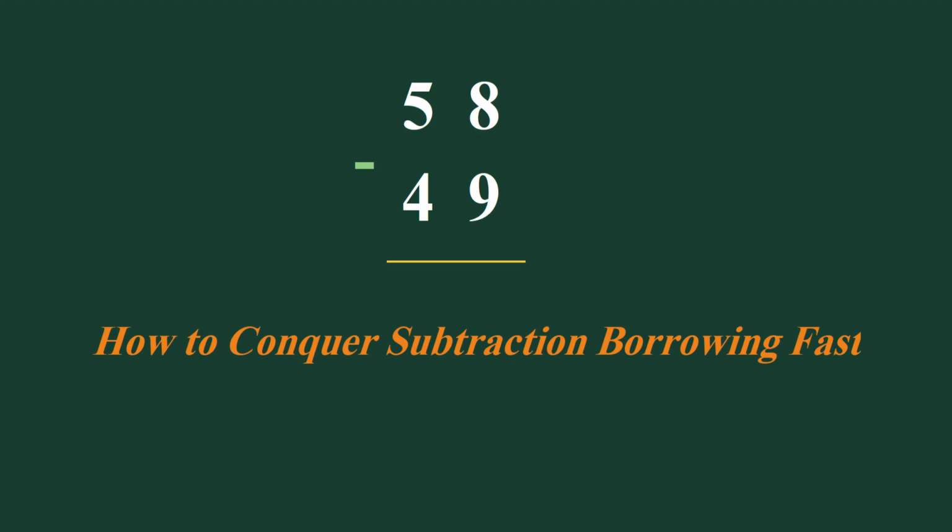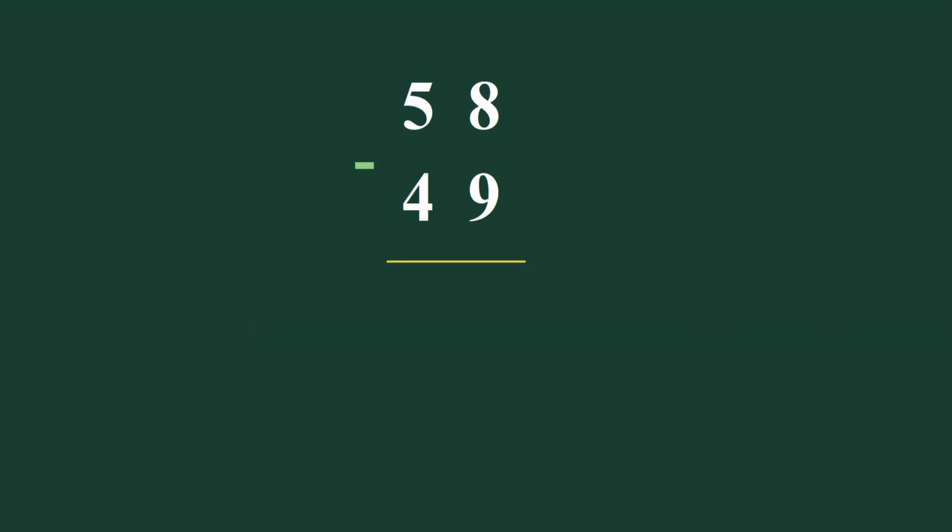In this episode, let's solve this subtraction problem: 58 minus 49. The ones column is on the right and the tens column is on the left. We start solving the subtraction problem by subtracting the numbers in the ones column.